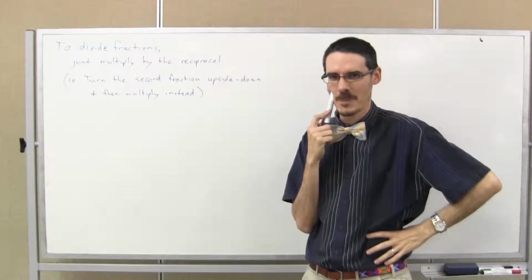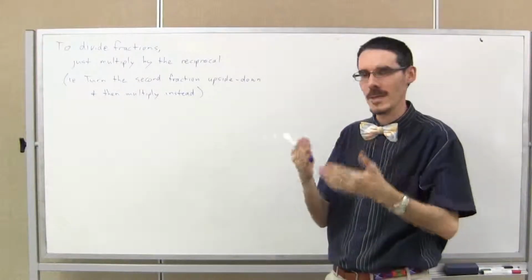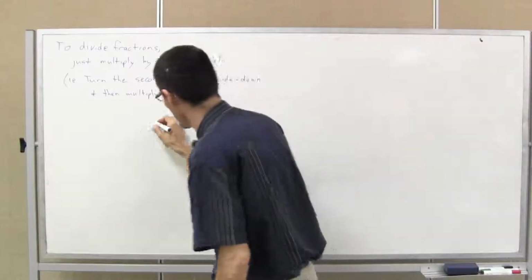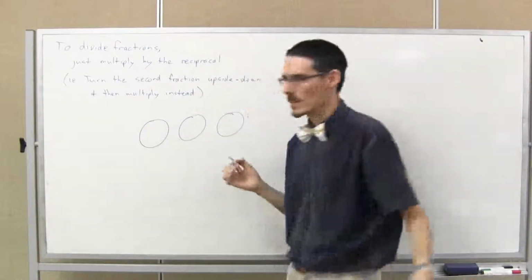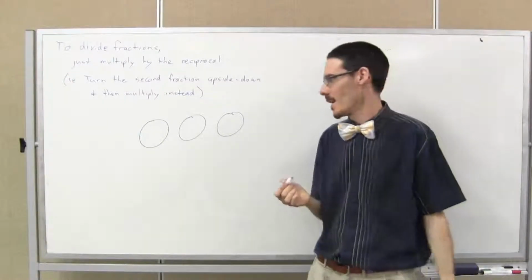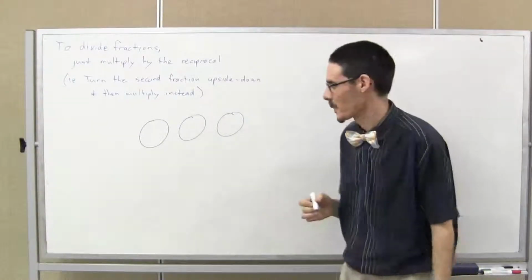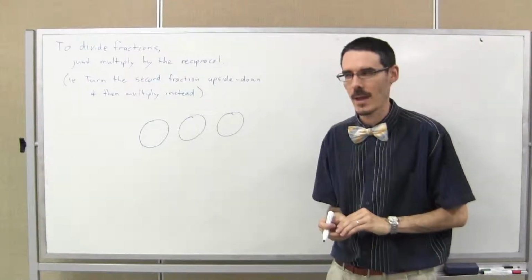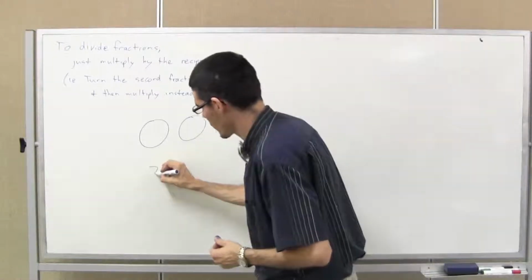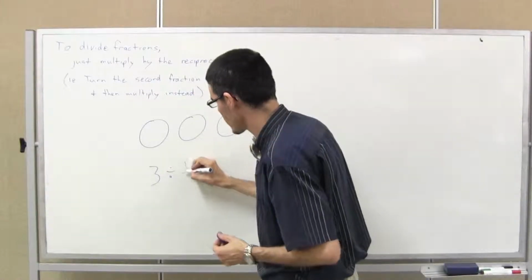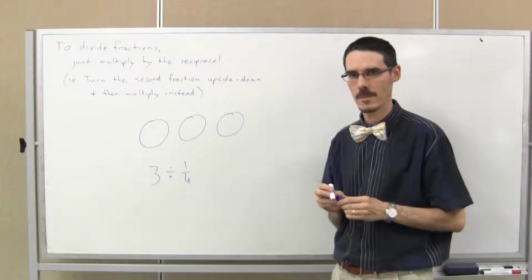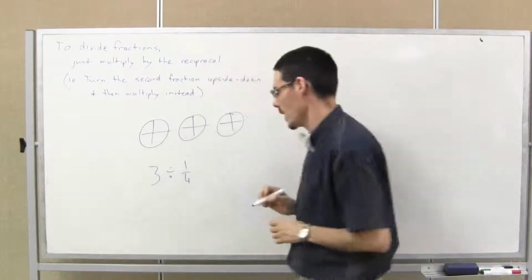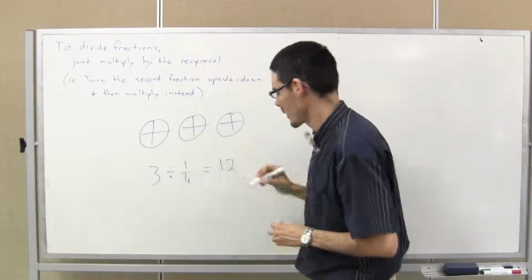How does that work? Well, it has to do with the way that division and multiplication are the opposite thing. Suppose I have 3 apples. They don't look like apples, they look like circles. Suppose I have 3 pizzas then, and I want to divide them into quarters. How many quarters will I get? 3 divided into quarters. Well, if I divide them all into quarters, evidently I'm going to get 12.